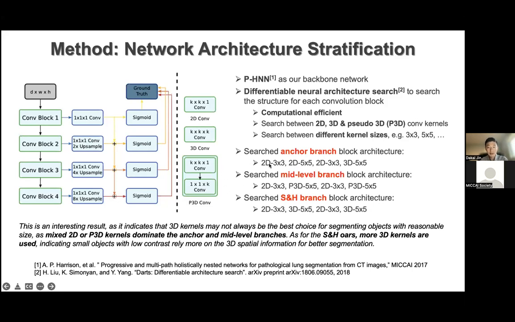Actually, it's pretty interesting. We can see that for the anchor branch, and also many of the middle level branches, a mix of 2D or pseudo 3D kernels dominate those two branches. However, for the small and hard branches, more 3D kernels are used. So this is consistent with our human intuitions.